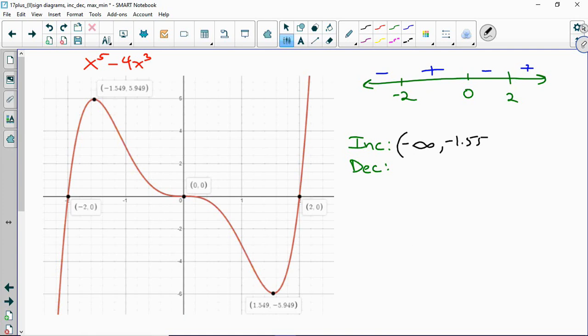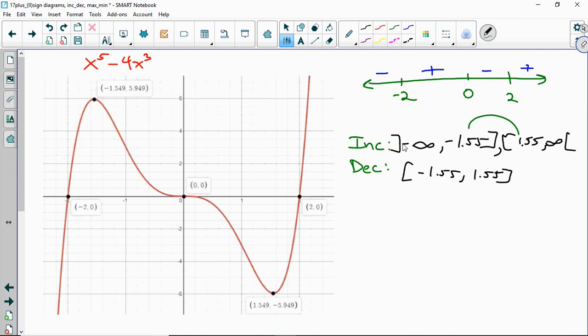I can write my interval using rounded brackets or with square brackets. Actually, I prefer the square brackets. Oh no, there we go, 1.55. And again, I don't care if 1.55 is included or not, as I said earlier. Where else is it increasing? It's also increasing from positive 1.55 all the way to infinity. Where is it decreasing? Well, it's decreasing in between those 2 points, right? So it's going to be decreasing from negative 1.55 to positive 1.55.